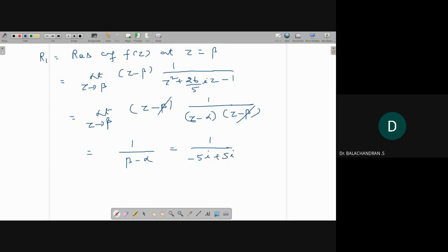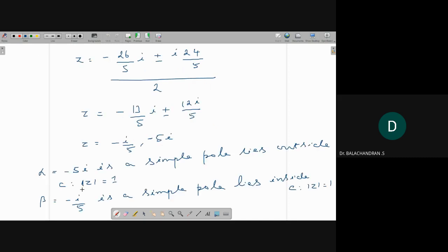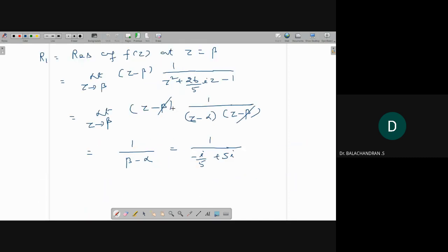What is beta? What is alpha? Beta minus alpha. Sorry, beta is minus i by 5, so minus of minus, plus 5i. So now this is equal to 1 divided by 24i by 5, that is 5 by 24i. So this is the residue of f of z at z equal to beta.